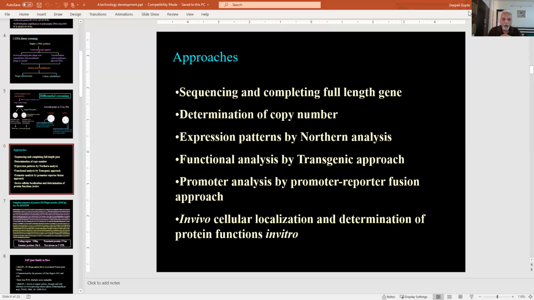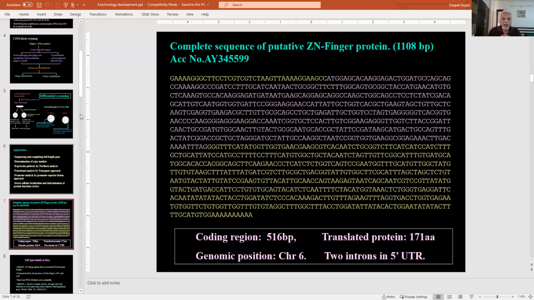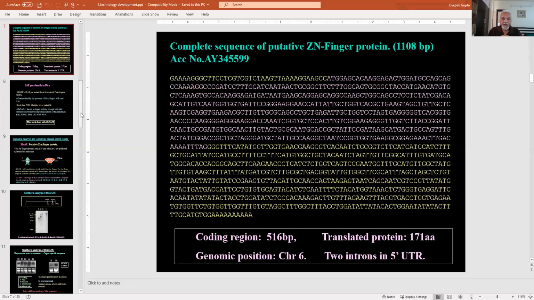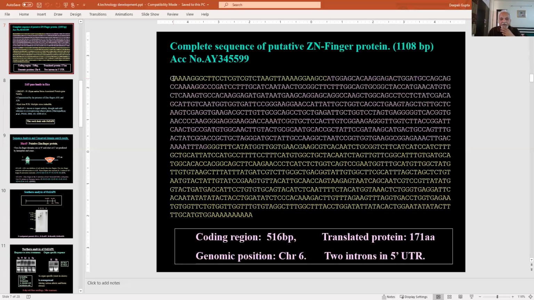Okay, so when we picked up one such gene and sequenced it, we did a bioinformatic analysis of the sequence. So what we found out, and by this time, the rice genome sequence was already in place, and a lot of EST databases were generated for rice.